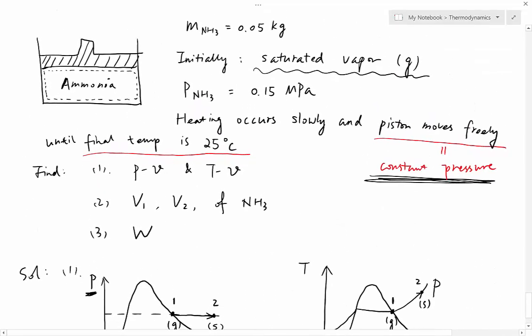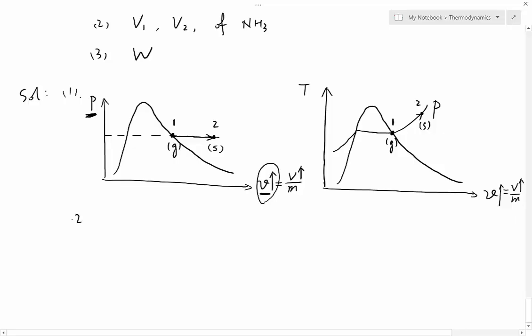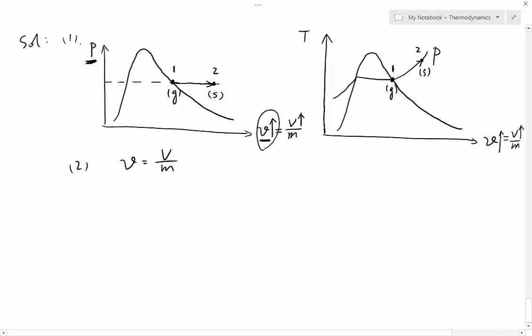What is part 2? Part 2 is to look for initial volume V1 and a final volume V2. Have you noticed in this class we usually do not directly deal with volume? What do we deal with? We deal with specific volume. So is it possible for us to find specific volume and then from there we can find volume? Volume is equal to mass multiplied by nu.